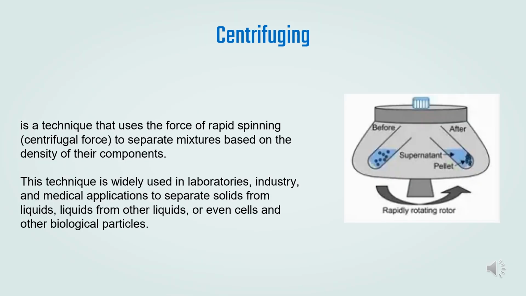The second method for heterogeneous mixtures is centrifuging, which is a technique that uses the force of rapid spinning in a centrifuge. A centrifuge is an instrument which is used widely in laboratories, industry, and medical applications. Why? To separate solids from liquids, liquids from other liquids, or even cells and other biological particles.